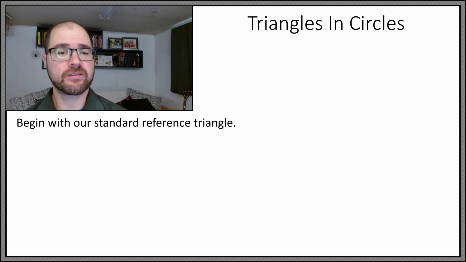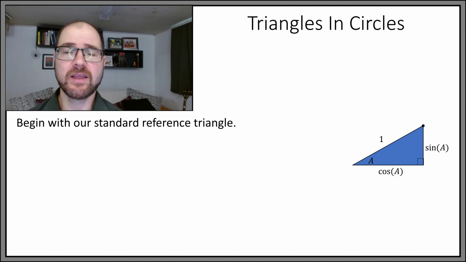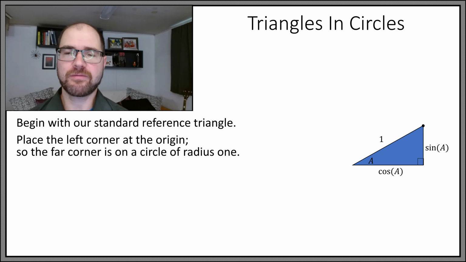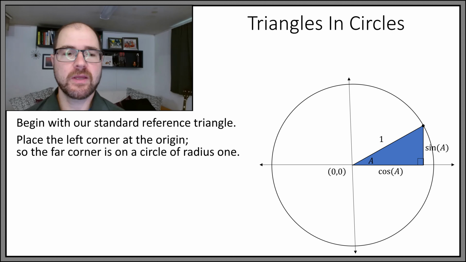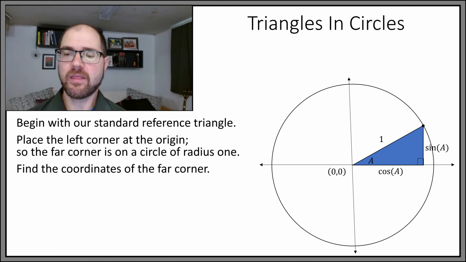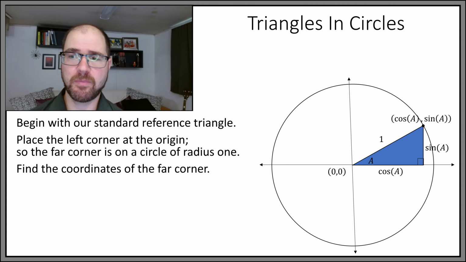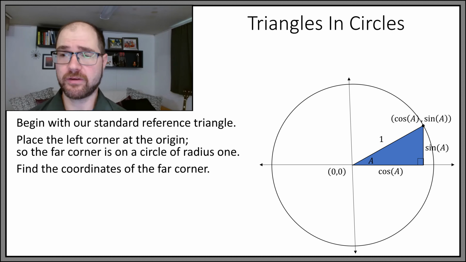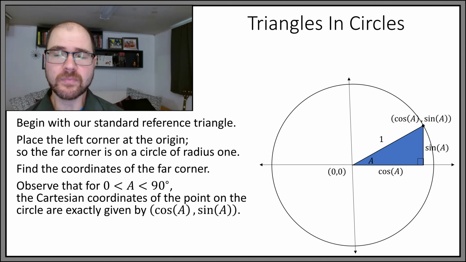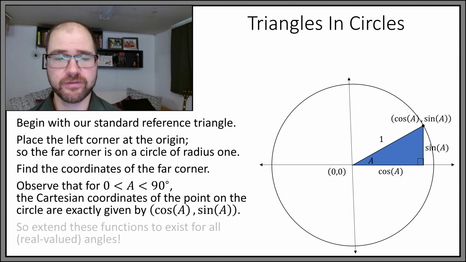Well, if we're working in a standard reference triangle, here we have our hypotenuse of length 1, the height is the sine of A, and the width is cosine of A. Place the left corner at the origin, so there we have it. Then, because the hypotenuse of the triangle is 1, that corner lies on a circle of radius 1. Find the coordinates of that corner in the xy plane. Well, since starting from the origin we moved over by a length of cosine A and up by a length of sine A, the coordinates of that point are exactly cosine A comma sine A. And for any angle between 0 and 90 degrees, those will be the coordinates of that point on the circle.